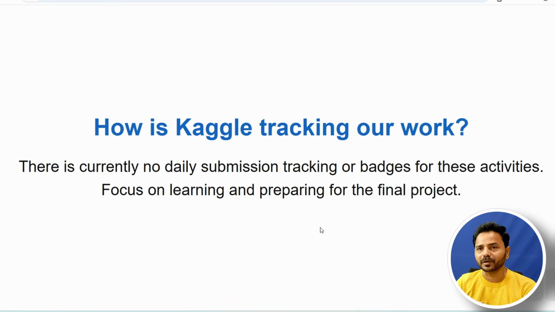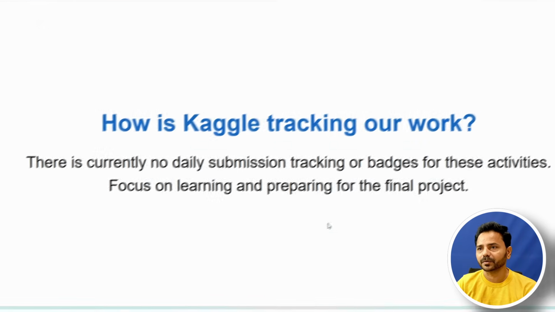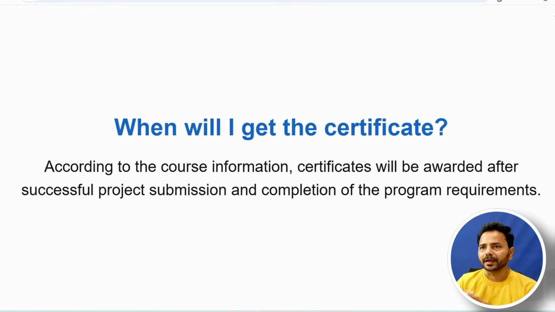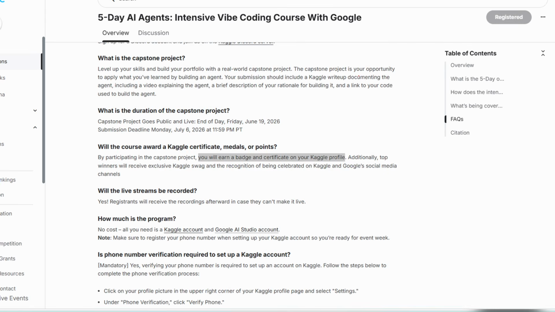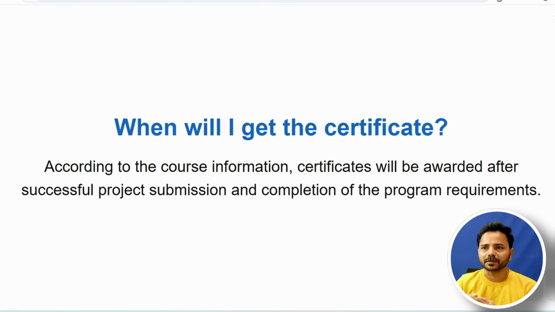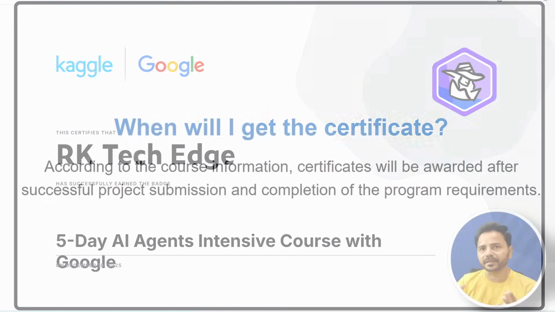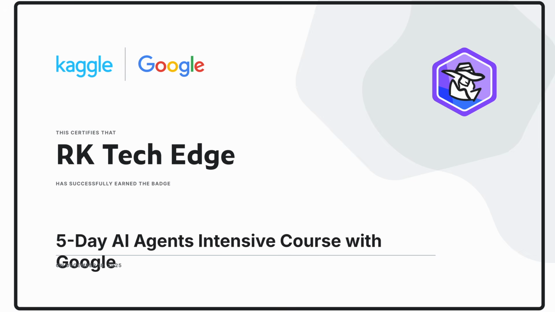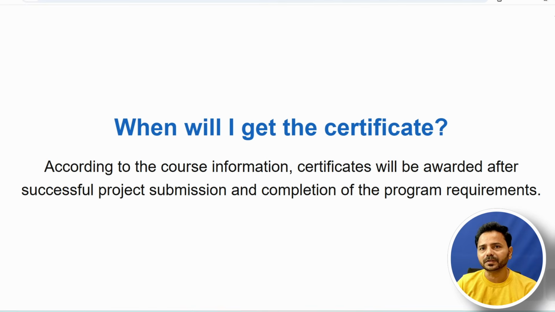Why are we performing all these activities? Because we are preparing for our capstone project. That is very important. When will I get the certificate? According to the course information, certificates will be awarded after successful project submission and completion of the program requirements. Basically, once you complete your capstone project, you are going to get the certificate. Even in the previous AI agent course, the certificate was provided after the completion of the project.